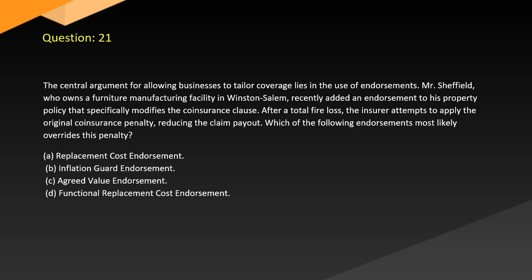Question 21. The central argument for allowing businesses to tailor coverage lies in the use of endorsements. Mr. Sheffield, who owns a furniture manufacturing facility in Winston-Salem, recently added an endorsement to his property policy that specifically modifies the coinsurance clause. After a total fire loss, the insurer attempts to apply the original coinsurance penalty, reducing the claim payout. Which of the following endorsements most likely overrides this penalty? A. Replacement cost endorsement. B. Inflation guard endorsement. C. Agreed value endorsement. D. Functional replacement cost endorsement.